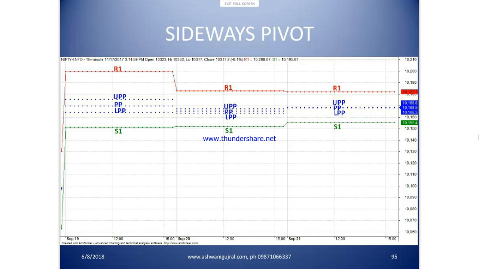These are sideways pivots. So basically in a sideways pivot, you fade boundaries. On S1 you buy, on R1 you sell, again next day R1 you sell, S1 you buy. Now will it be always very well defined? No. Sometimes it will be all over the place, but if you can make out where the boundaries are, that is the way to trade a sideways market.